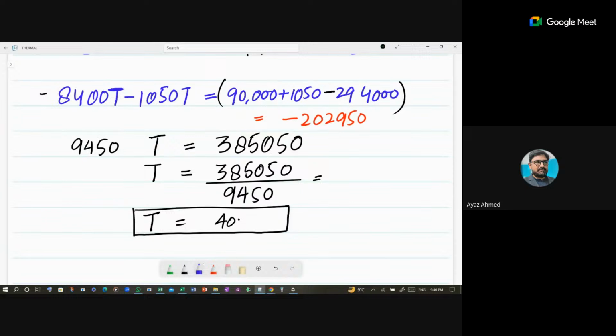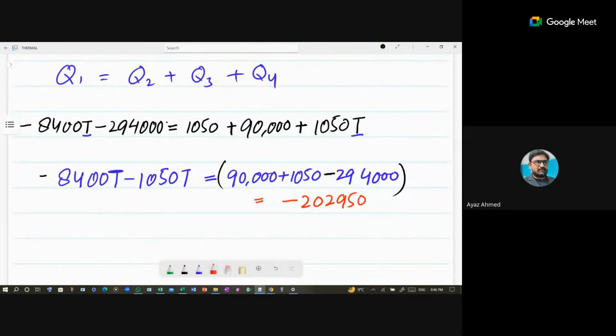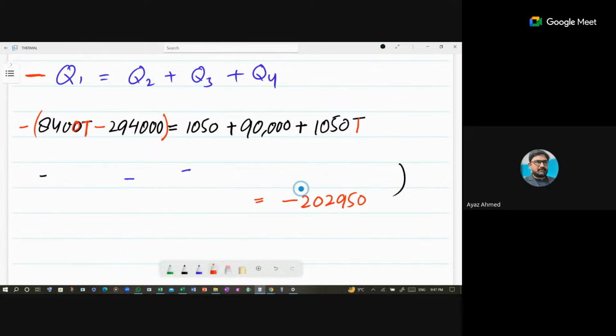Let me redo this from here. I'll explain where the problem actually came from. Actually, when we consider the heat lost from the water, the lost heat is taken as negative. So the value you had above, see what value you were getting. That value was 8400 T minus 29400, right? 294000. Put this all as it is, and then I will rearrange this according to this concept.